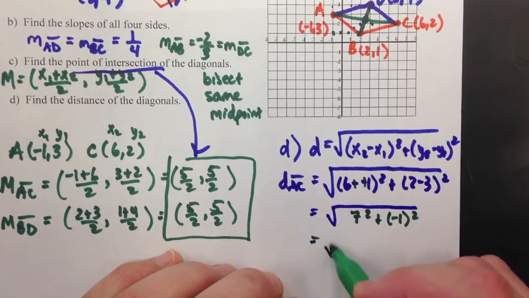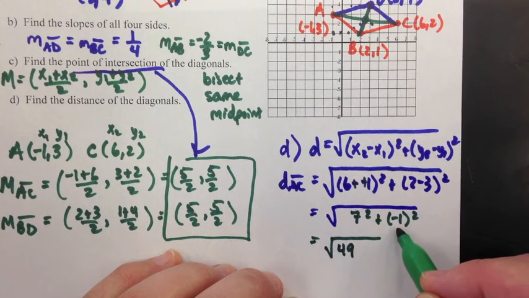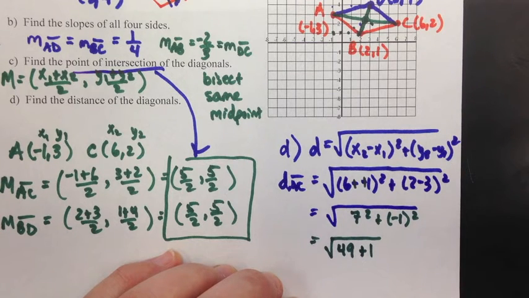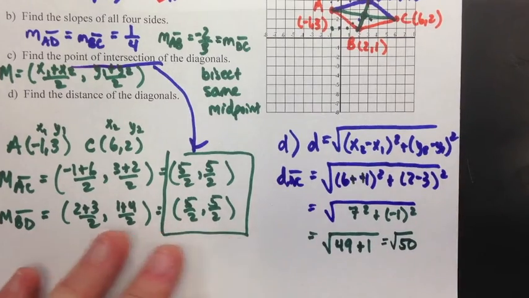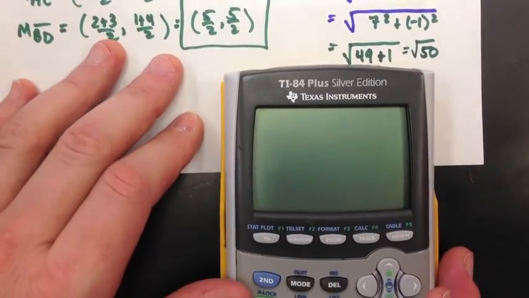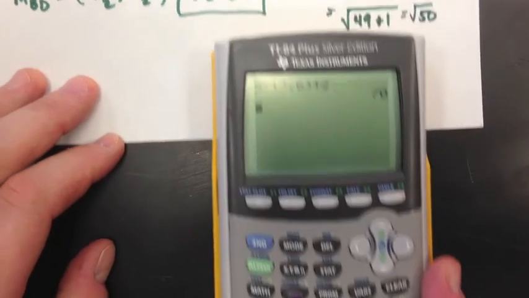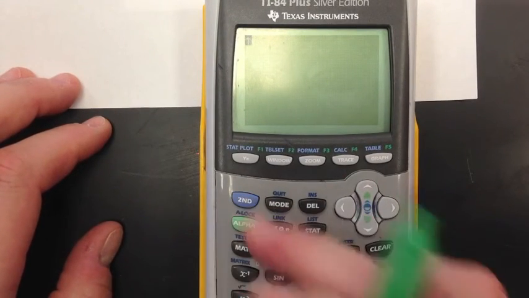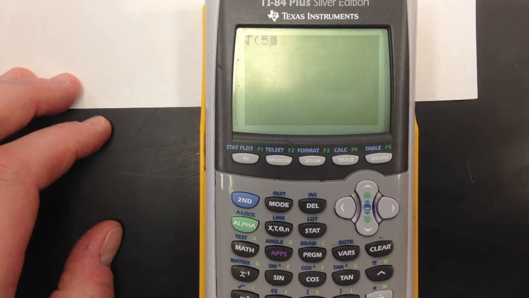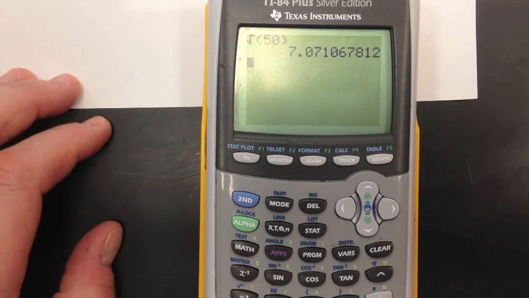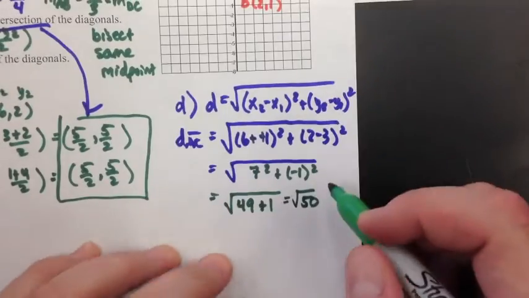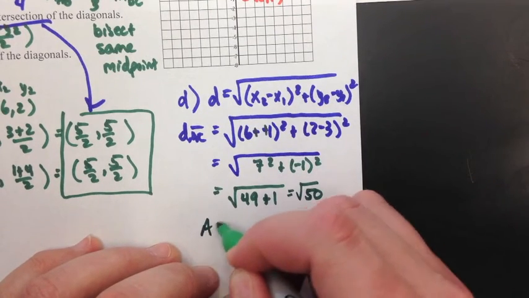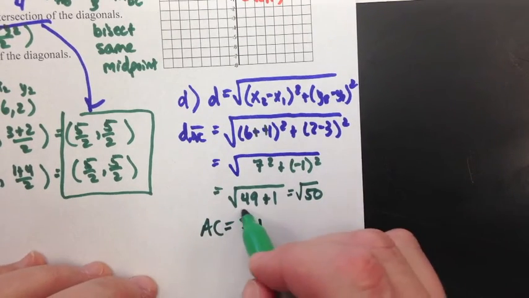Now what happens here is you get the square root of 49. This is positive 1. A negative times a negative is always a positive. Be very careful with the calculator. And that gives you the square root of 50. Now I'll use the calculator here. Let's get a decimal approximation. So let's see, square root, I go second, x squared, there's square root of 50, close parentheses, and what we get is 7.1. When we round it, 7.1. So the distance of AC is 7.1.